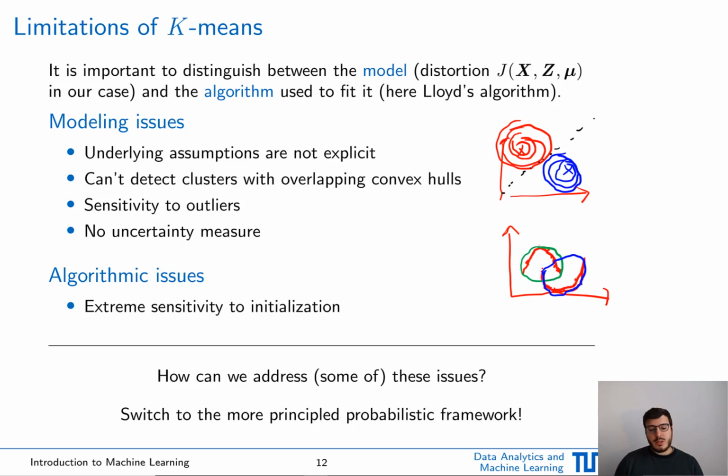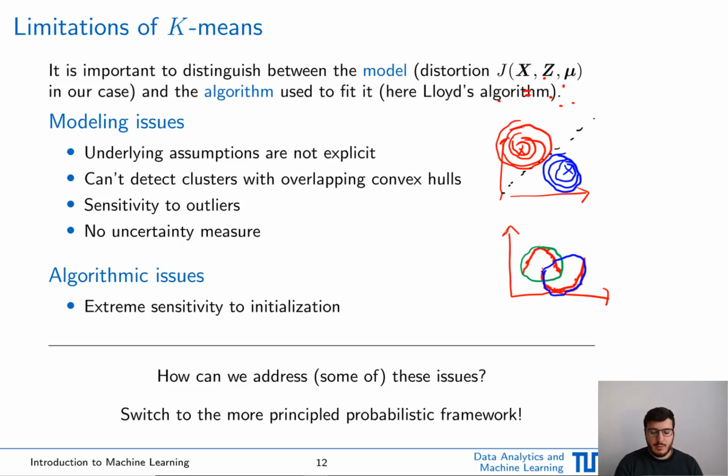It has other issues, where it's sensitive to outliers. So if I have a couple of outliers over here, they might get assigned to their own cluster. You also have no uncertainty measure, which means you don't know whether you're sure or not sure that this data point belongs to that cluster, because we have a hard assignment. So the cluster indicator is always 0 or 1. Yes, I'm in that cluster, or no, I'm not in that cluster. You don't really have any way to say, oh, maybe I'm sure or not sure whether I'm in this cluster.